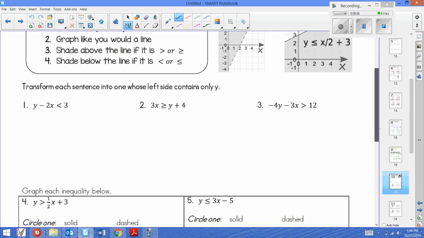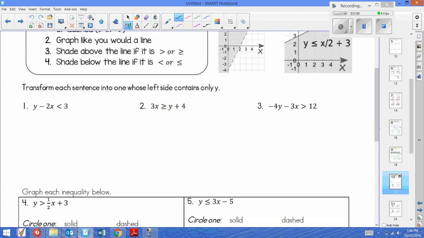All right, so moving on to questions 1, 2, and 3, we need to transform each sentence into one where the left side is only y. Basically, it means get y alone. So number 1, y is not quite alone yet because this minus 2x is being taken away. So let's just move it to the other side.